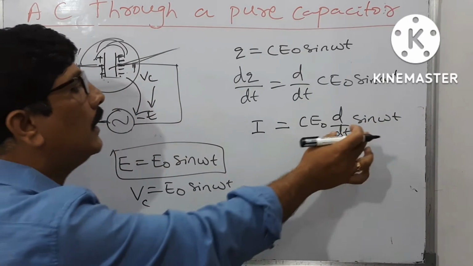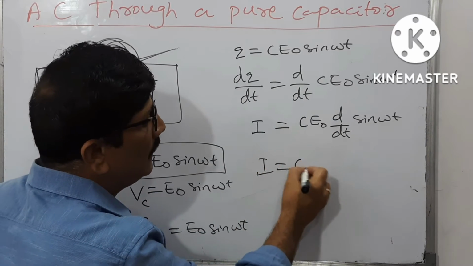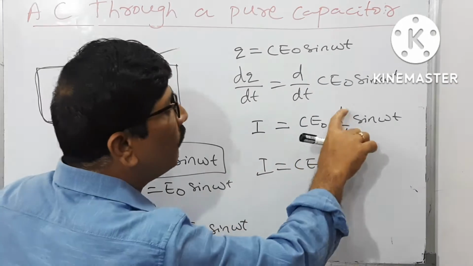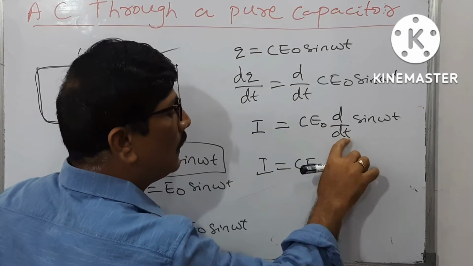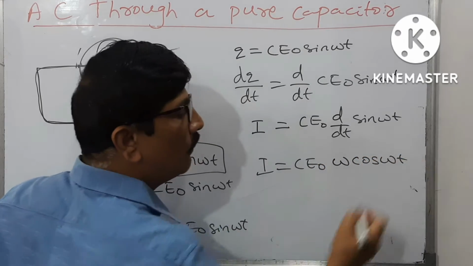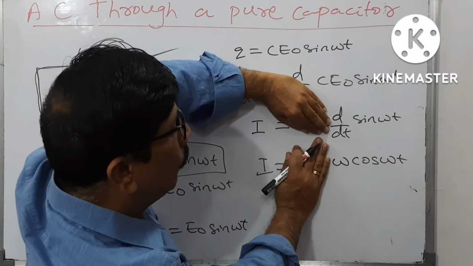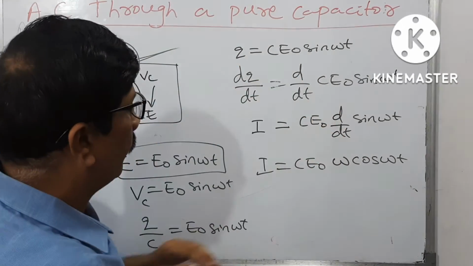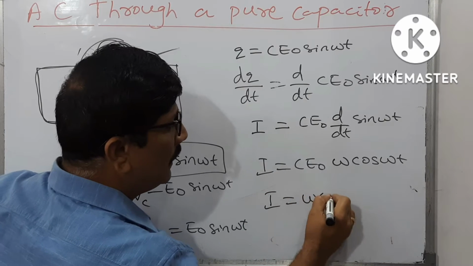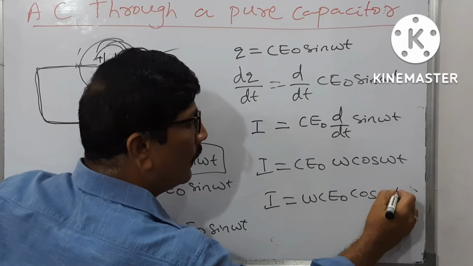Only sin omega t we are differentiating. Then you write I as it is. C E naught also you write as it is. But you know, differentiation of sin omega t with respect to time is omega cos omega t. This is pure differentiation. Differentiation of sin omega t is what? Omega cos omega t. Now you can write I is nothing but omega C E naught cos omega t.